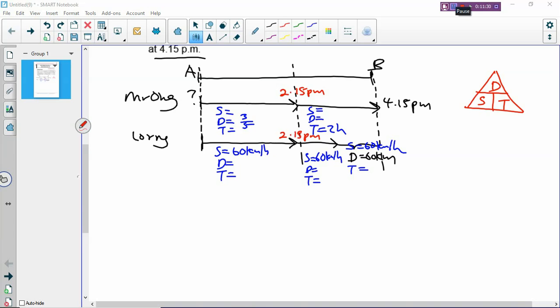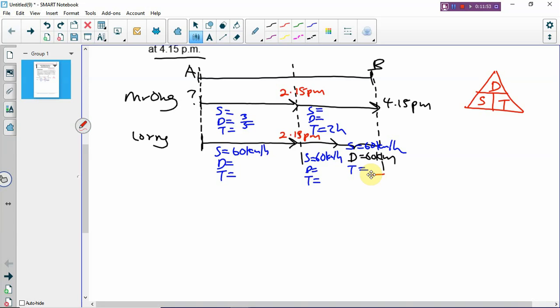Okay, I can also find how long the lorry takes to reach the destination. You can see that over here, I can find the time taken for the lorry to reach. So how to find time? Time is distance divided by speed.